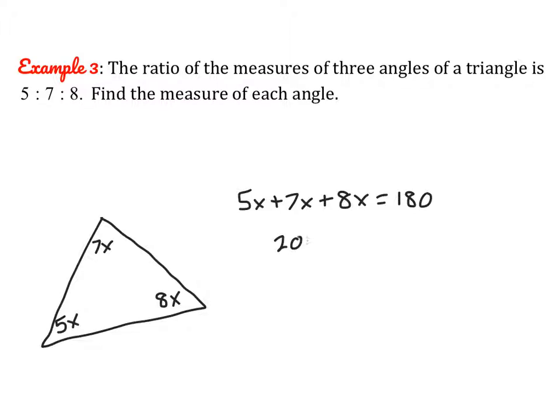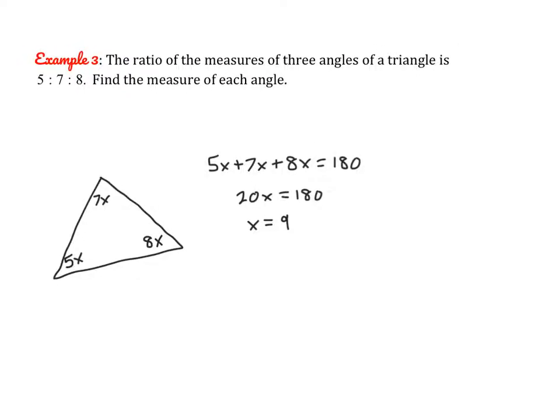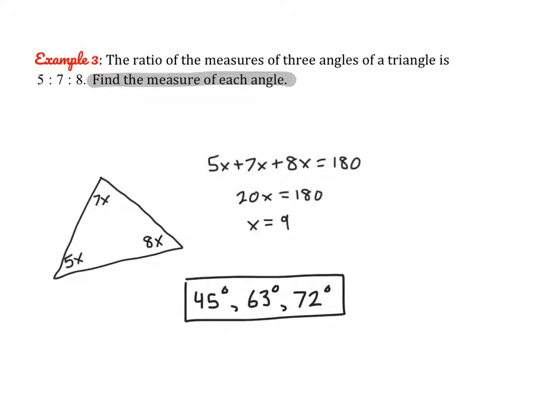So here we get 20x equals 180. So we get x equals 9. And then once again, that's just our x value, but they ask us to find the measure of each angle. So now I'm going to substitute my x values in to find each angle. So 5 times 9 is 45, so 45 degrees. 7 times 9 is 63. And 8 times 9 is 72. So those are the three angles.